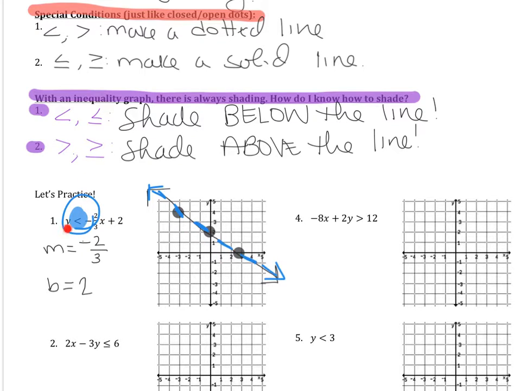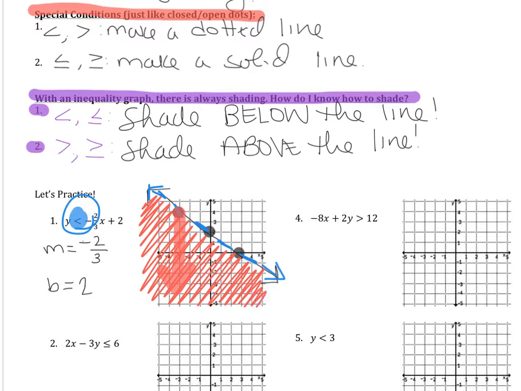Because it's less than, I'm going to shade below that line. And how I represent below is I want you to pick a point, any point on your line. So I'm going to pick this point, and I want you to draw a down arrow because that's what below means, below. Notice I'm drawing a down arrow, not a slanted arrow. Because I drew this down arrow right here, that tells me I'm shading on this side of my equation.